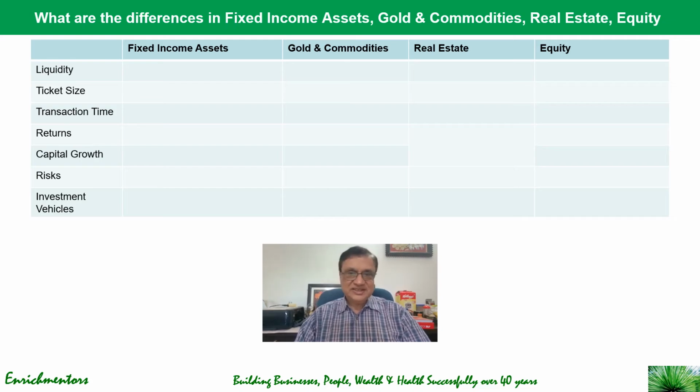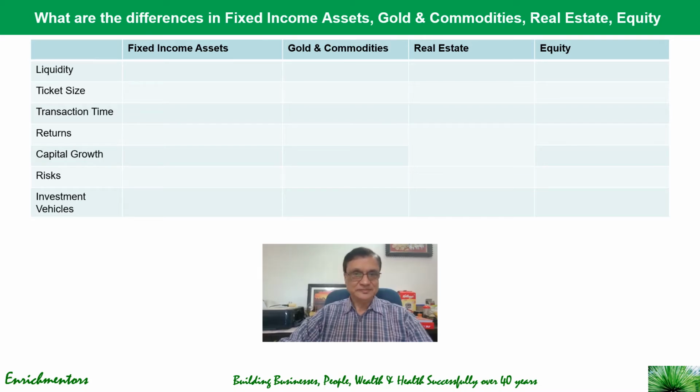Specifically, let's look at the differences between fixed income assets, gold and commodities, real estate and equities. In terms of liquidity, what is the ticket size of investment? How much time does it take to do the transaction? What kind of returns do you expect? What are the capital growth prospects? What are the risks specifically involved? And how can you invest? What are the investment vehicles? So any thoughts on each of these? I know it's a tough and loaded question, but whatever you can think of should help tally when I go to the next slide.